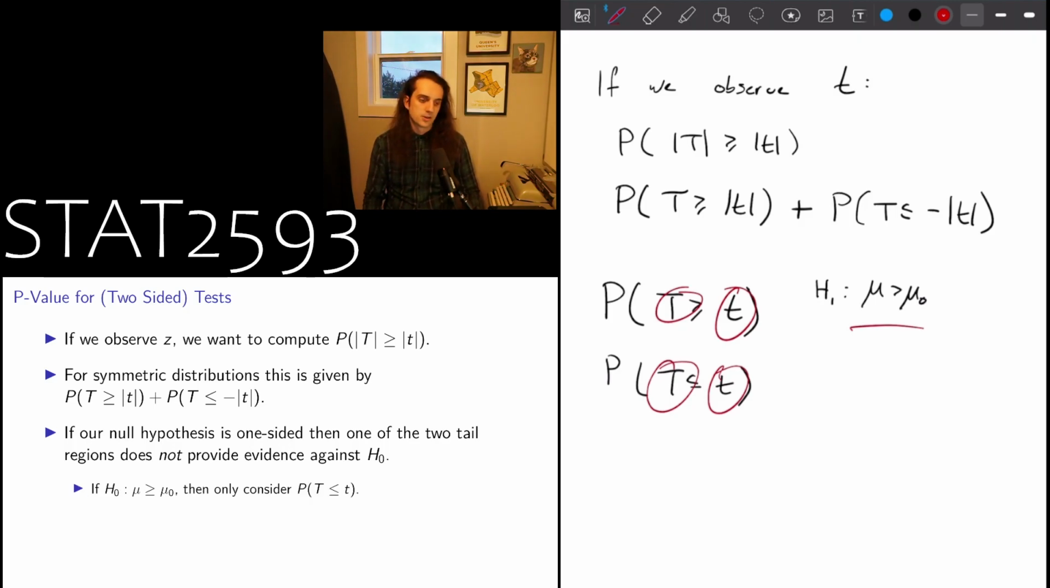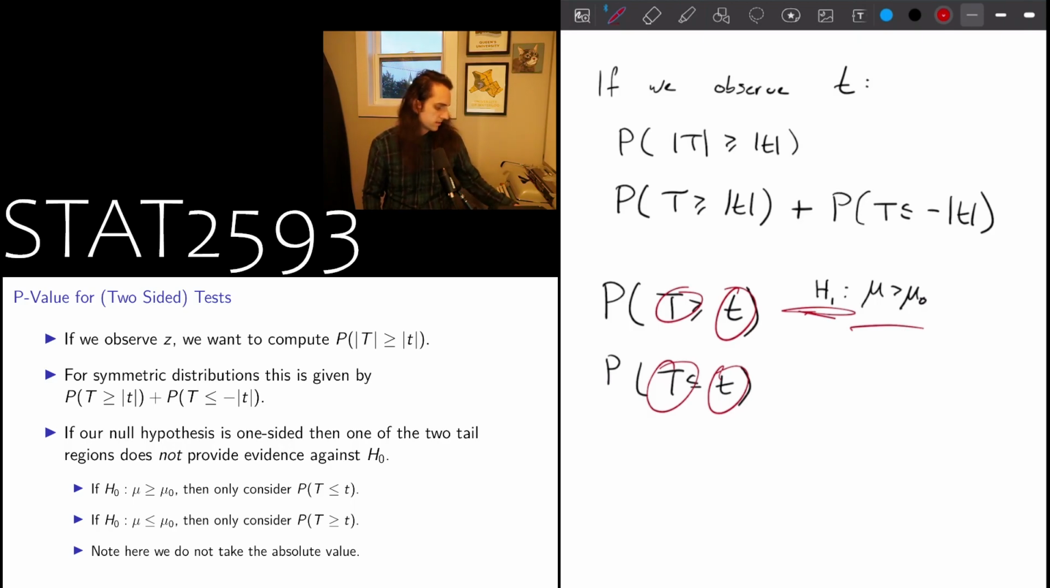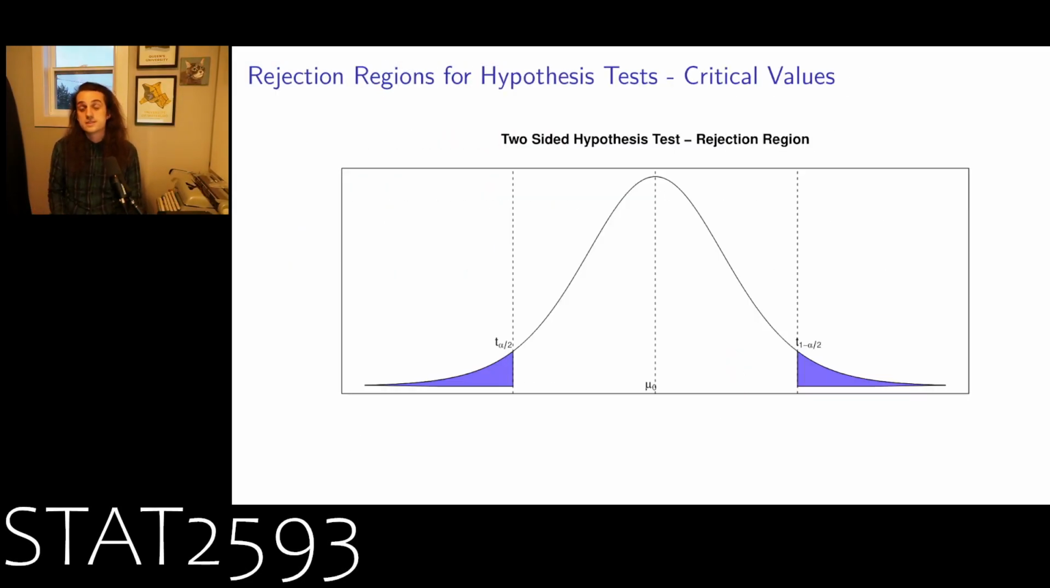This is just summarizing that. If the null hypothesis is greater than or equal to, then we take the lower tail. If the null hypothesis is less than or equal to, we take the upper tail. I expressed this here with respect to the alternative, but it's the same thing. Again, we're not taking absolute values here. We can also consider the critical values instead. We could look at the 1 minus alpha over 2 and the alpha over 2 critical values and see whether our statistic was outside of that interval. They'll come to the exact same conclusions, just a different way of framing the problem.